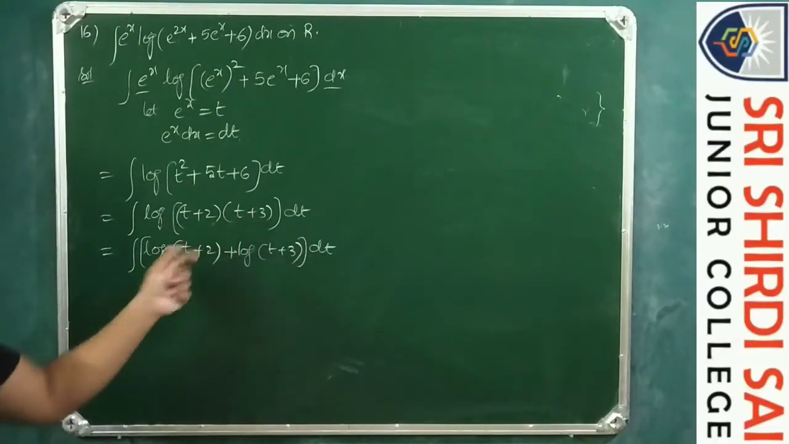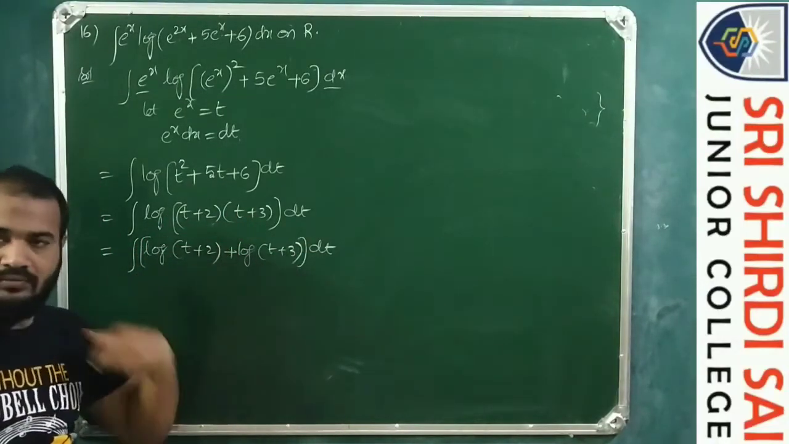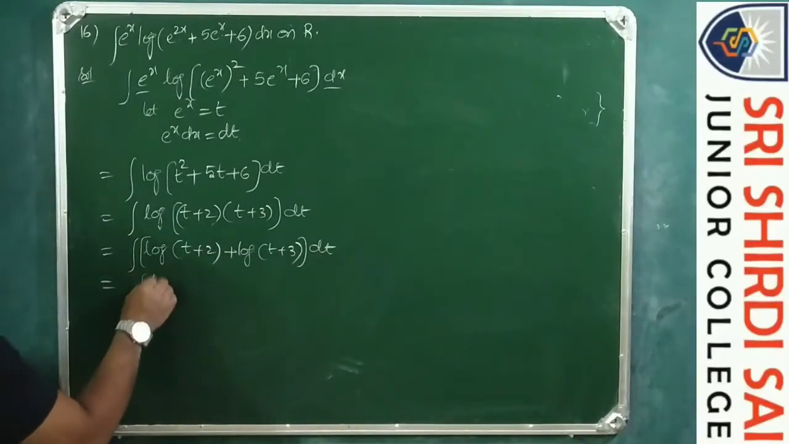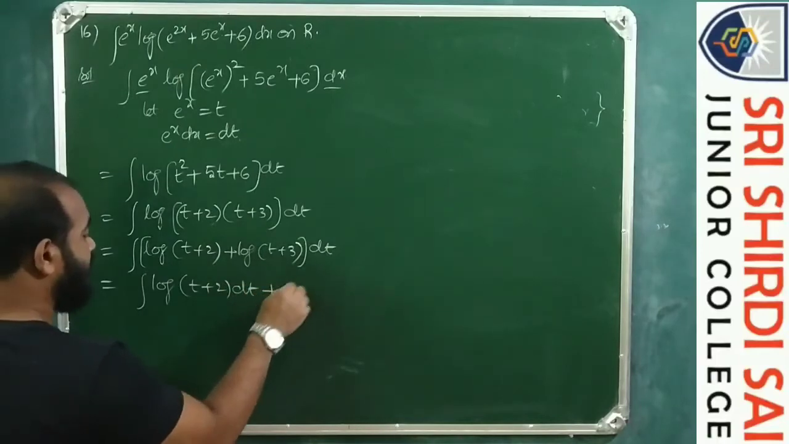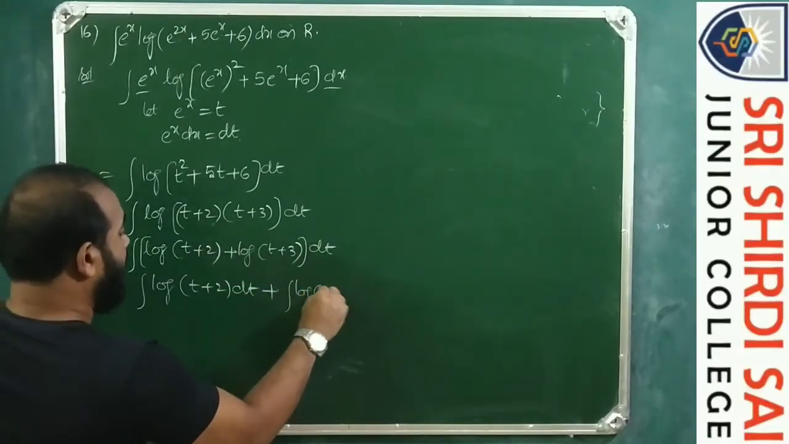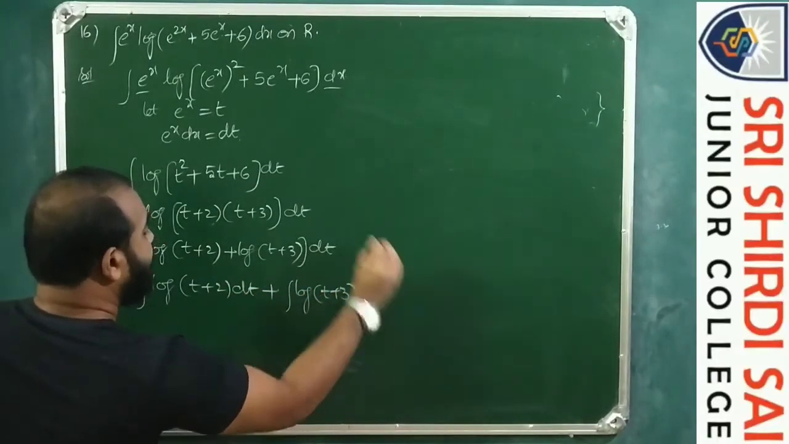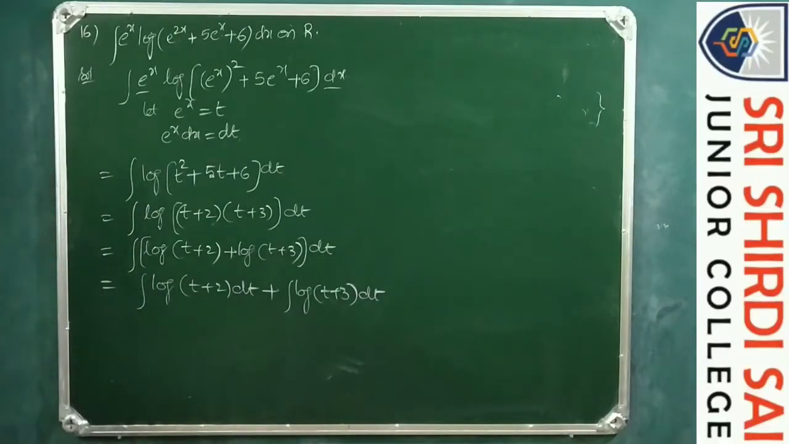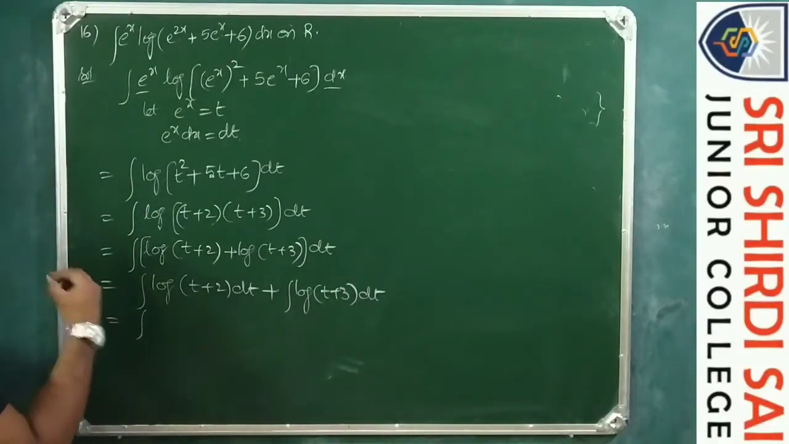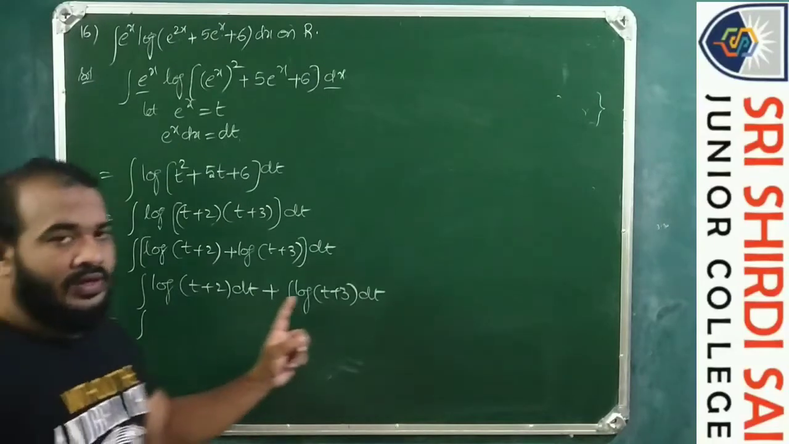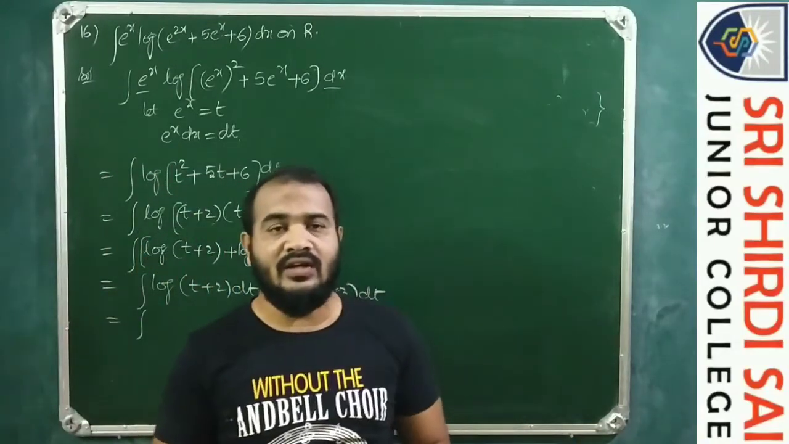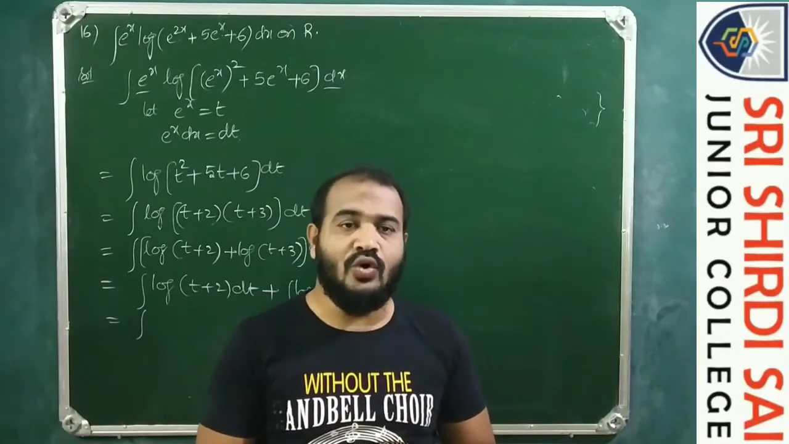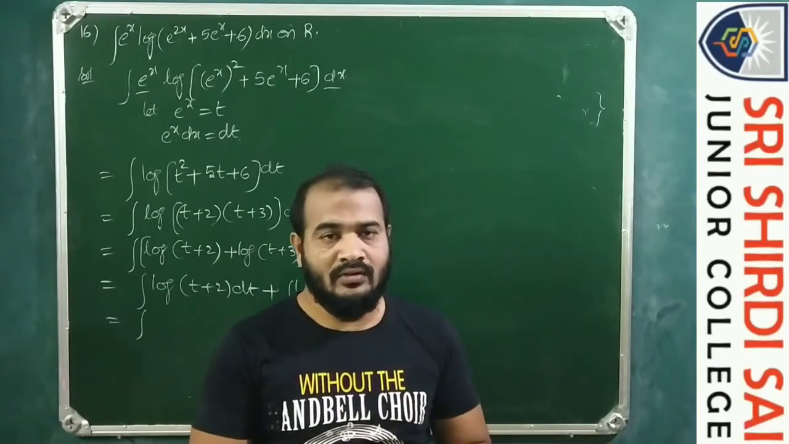Log AB is log A plus log B. Now this is the integral of log(t+2) dt plus the integral of log(t+3) dt. Now this is equal to, so, integration by parts is also applicable when the integrand is only one function.